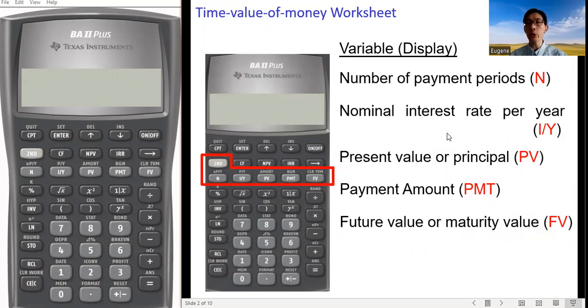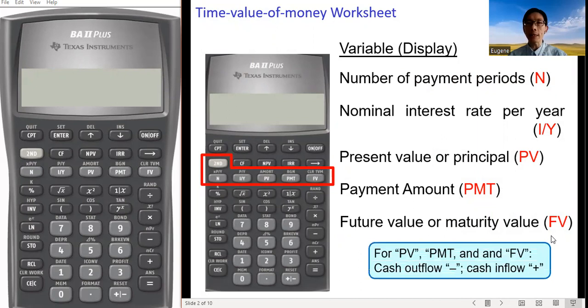IY is the nominal interest rate per year. PV is the present value or the principal. PMT is the payment amount. This is the fixed regular payment of the annuity. And FV is the future value or the maturity value. To input for PV, PMT, and FV, again, the sign is important. For cash outflow, we use a negative value. And for cash inflow, we use a positive value.